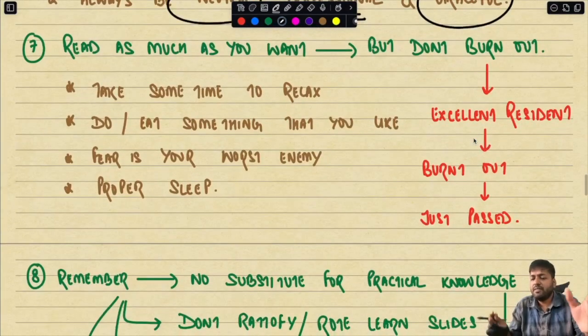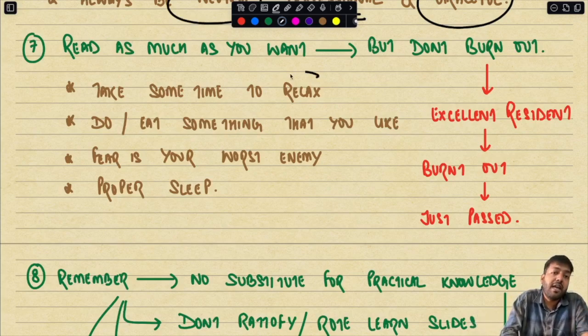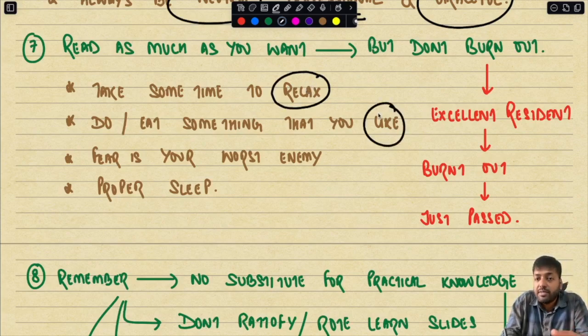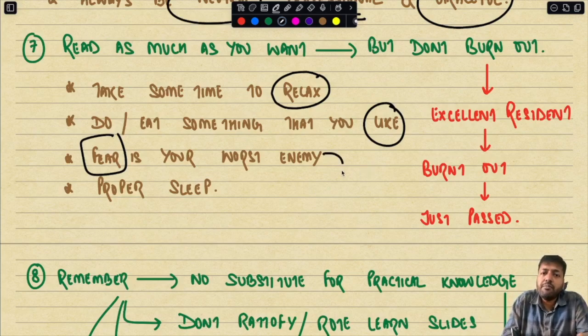Now, as I've always maintained, revision is a big key. Now, till now, I've advocated for reading. Why am I saying that? You read as much as you want, but also remember you have to take some time to relax as well. You have to eat something or do something that you like. Okay, remember, fear is the worst enemy. If you are always fearful, I will fail, or I will not be able to recall, I will not be able to do this. You know why this fear comes in? This fear comes in because you are not taking any action.